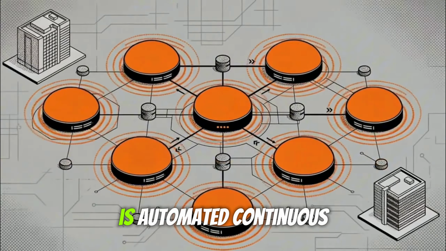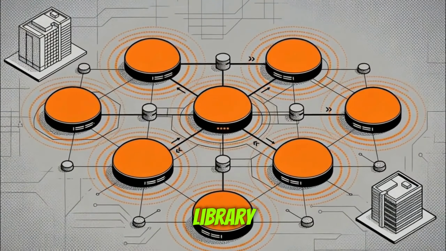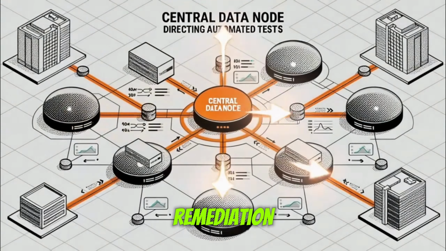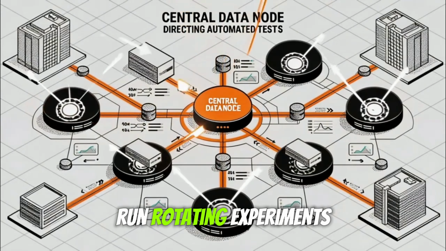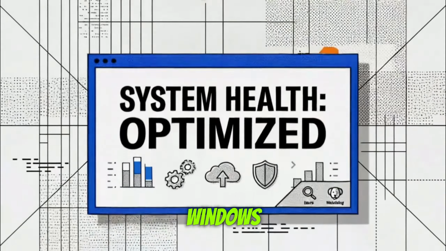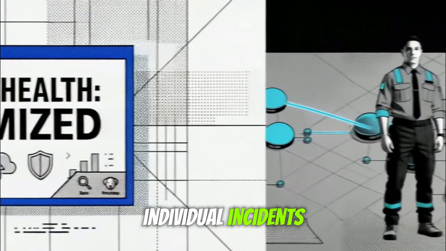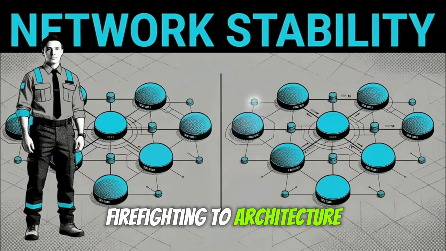The final stage is automated continuous chaos. Once you have a validated experiment library and your AI engine has demonstrated reliable detection and remediation for known patterns, automate the experiment schedule. Run rotating experiments during low-traffic windows. Review weekly diagnostic reports rather than individual incidents. Your on-call rotation shifts from firefighting to architecture review.